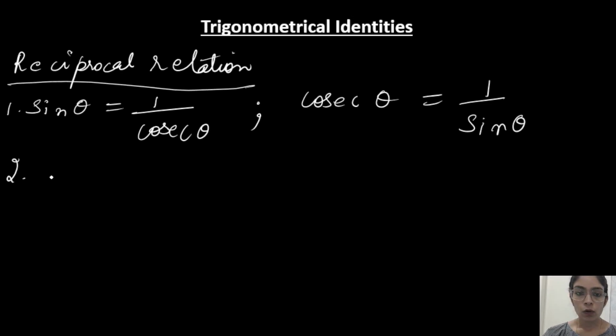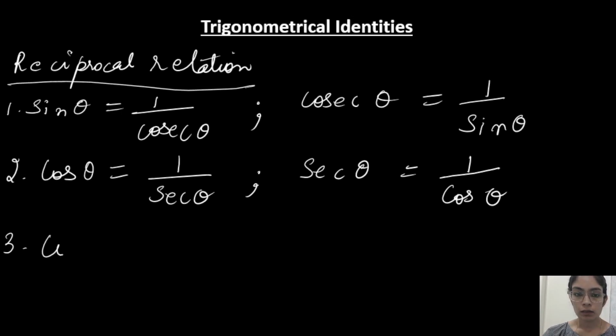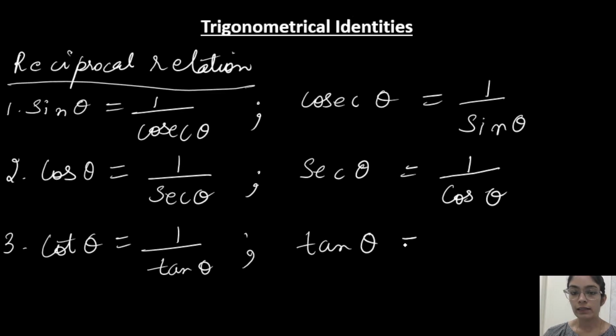Then cosine theta is a reciprocal of secant. So it is 1 by secant theta, and if you have to write secant theta, that is 1 by cos theta. Then the third one is cot theta. It is equal to 1 by tan theta, and tan theta is equal to 1 by cot theta. So cot is cotangent.